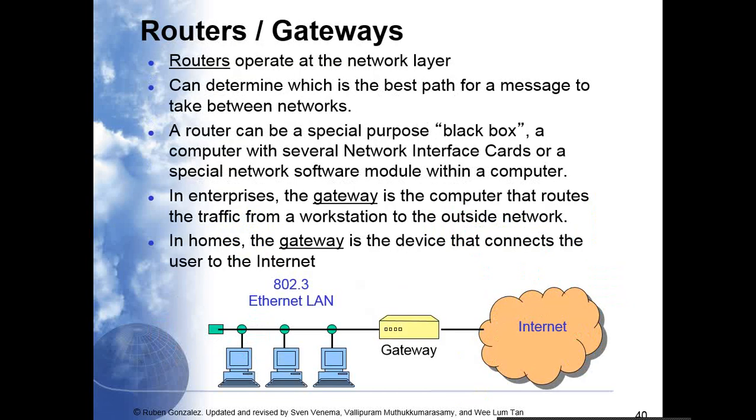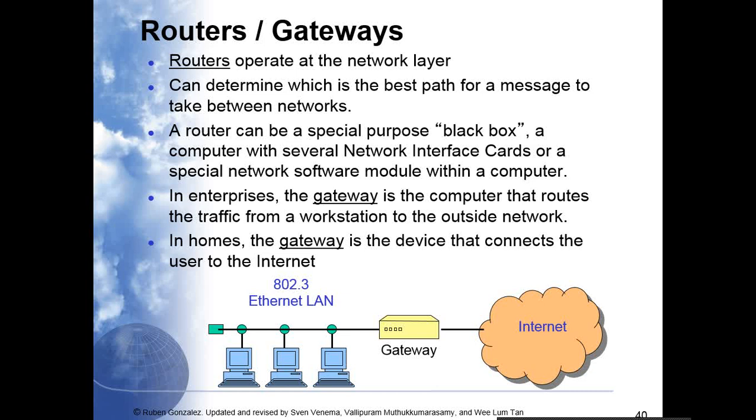Routers and gateways. Routers operate at the network layer. They can determine which is the best path for a message to take between networks. You have a router at home most likely, right? How many options do you have for the path leaving your home to the ISP? Typically one, right? So it's really easy. But that's not always the case. Maybe you have multiple options in some environments. So you can determine the best path.